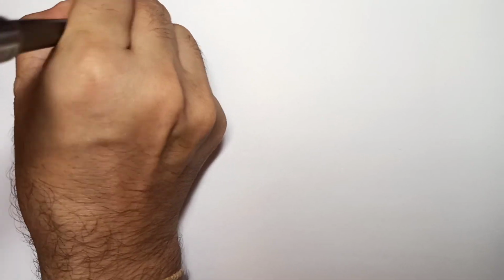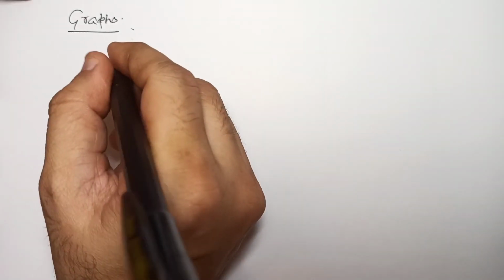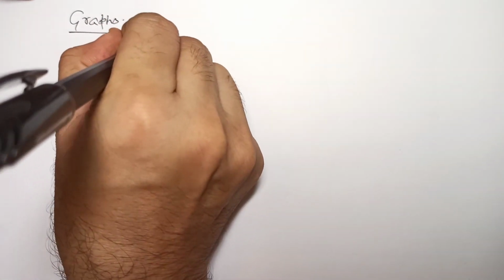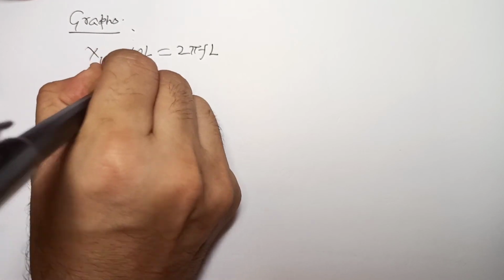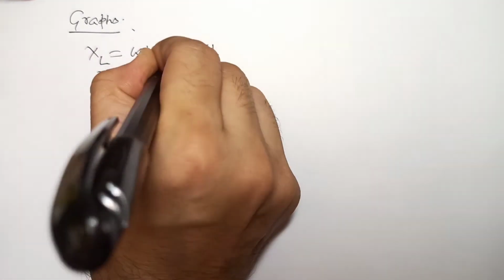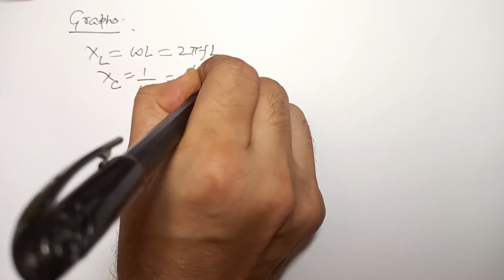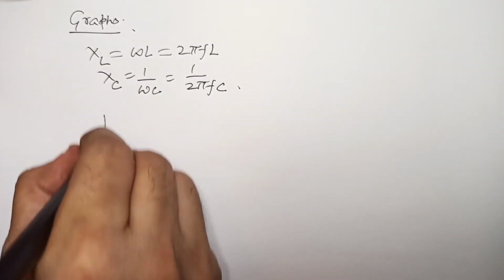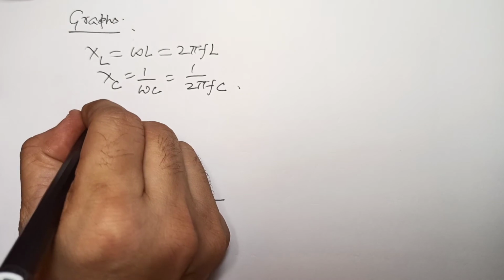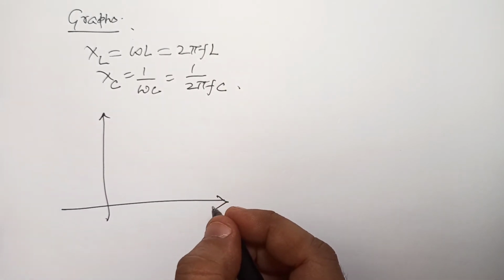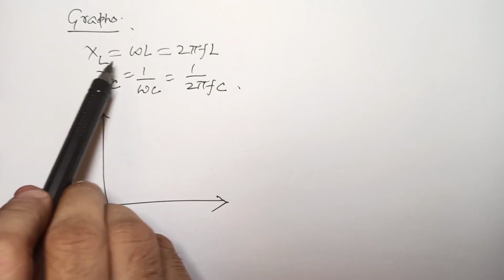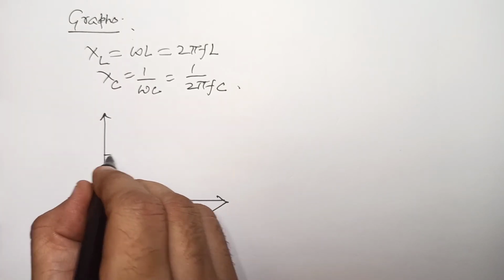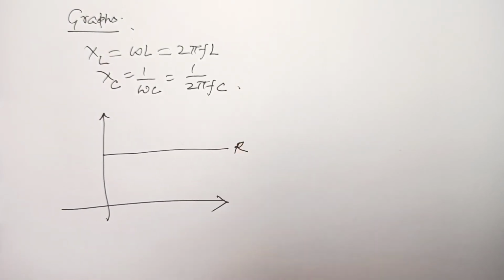Now let's talk about a few graphs. If you see the graphs here, we know that XL is equal to omega L, which is 2 pi FL, and XC is equal to 1 by omega C, which is 1 by 2 pi FC, correct? Now if I draw the graph, the resistor is of course for resistance, it is straight. Let's come one by one.